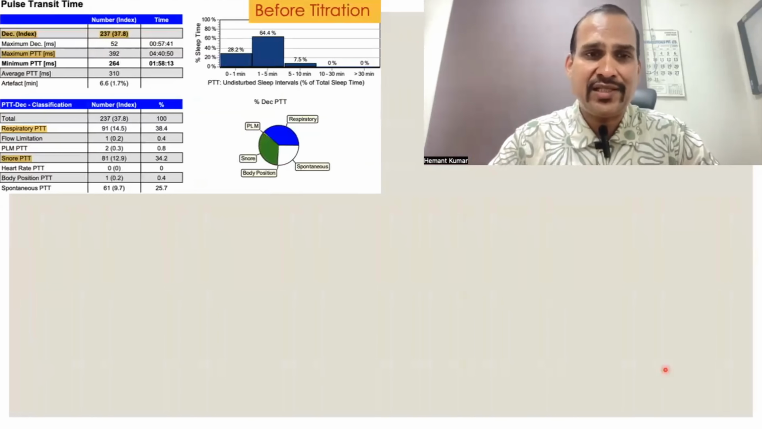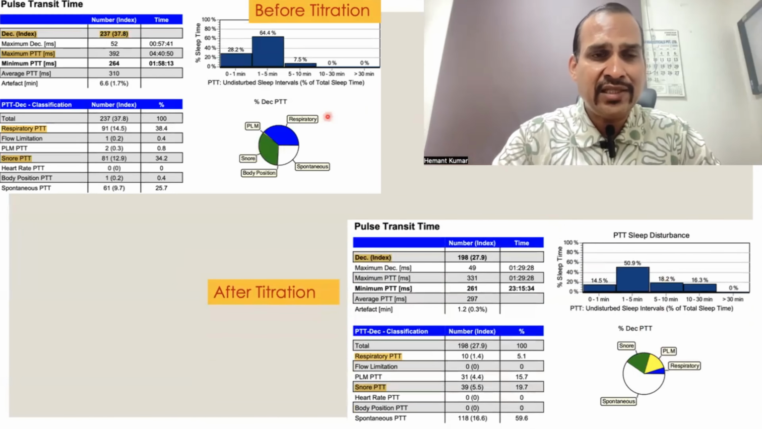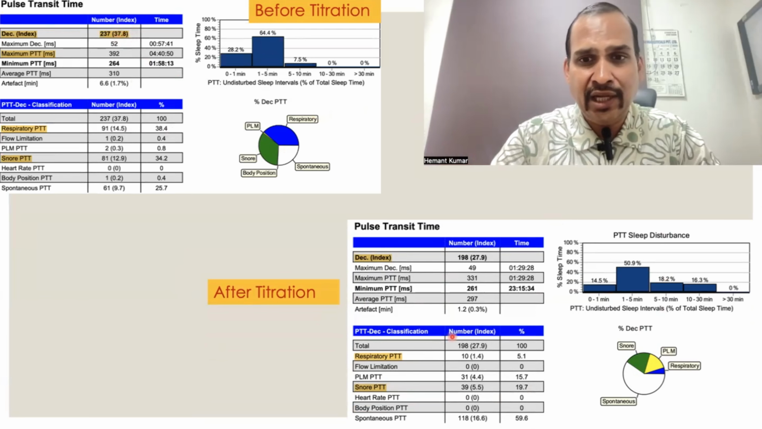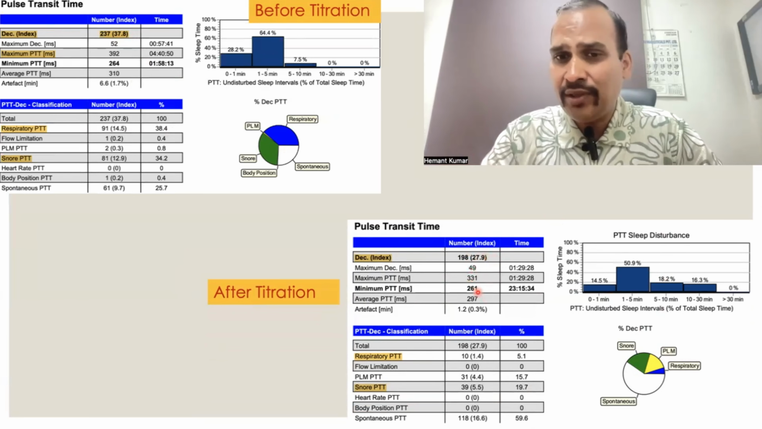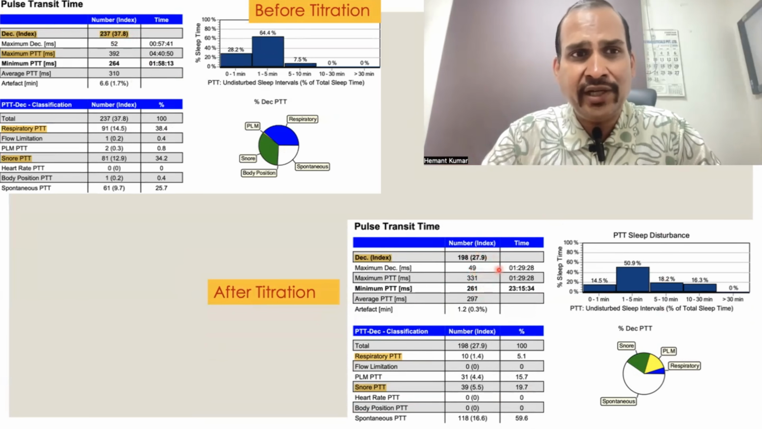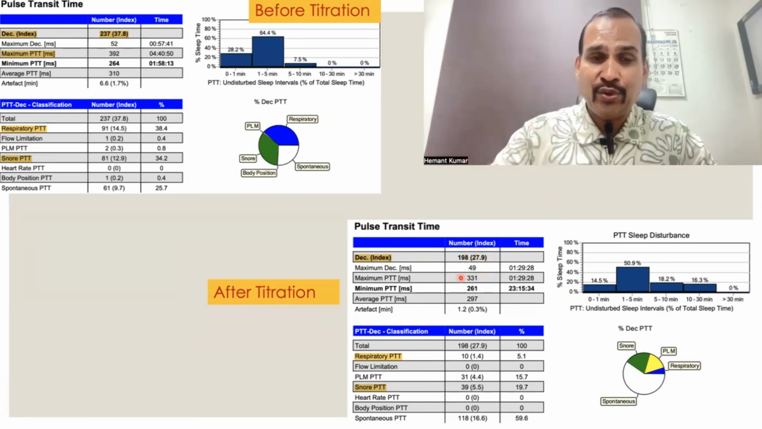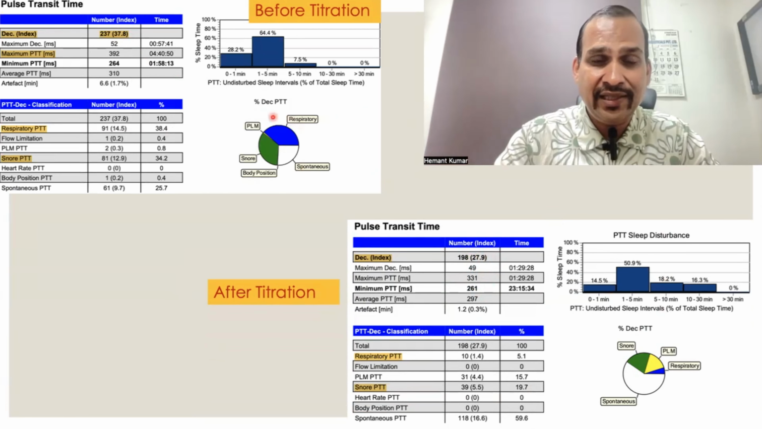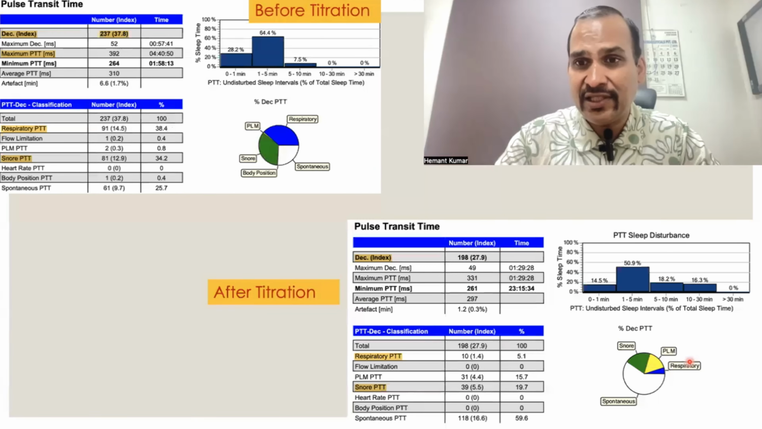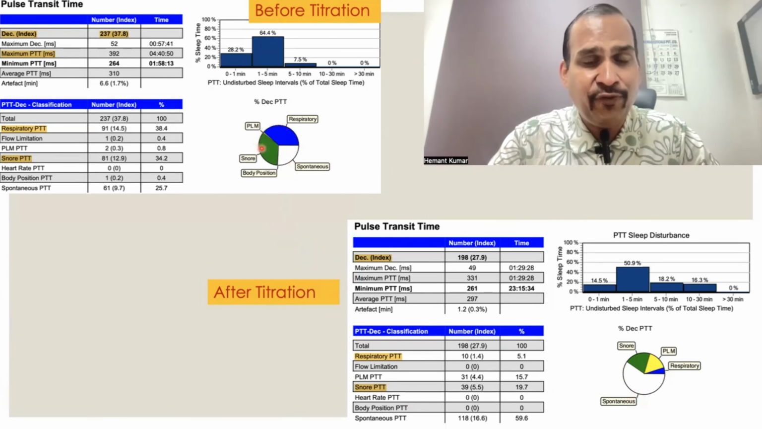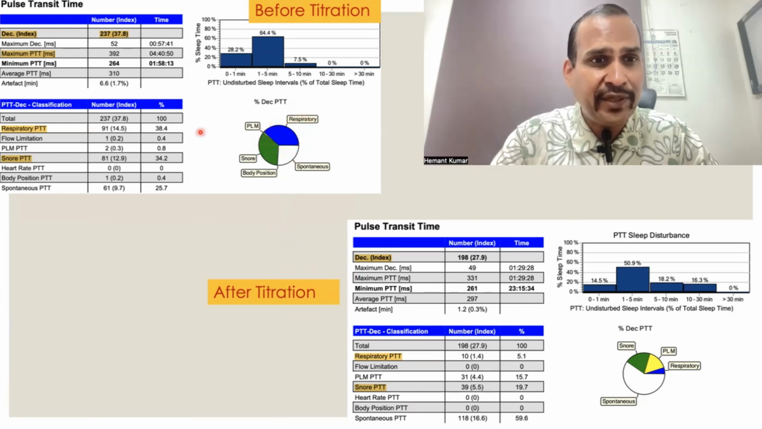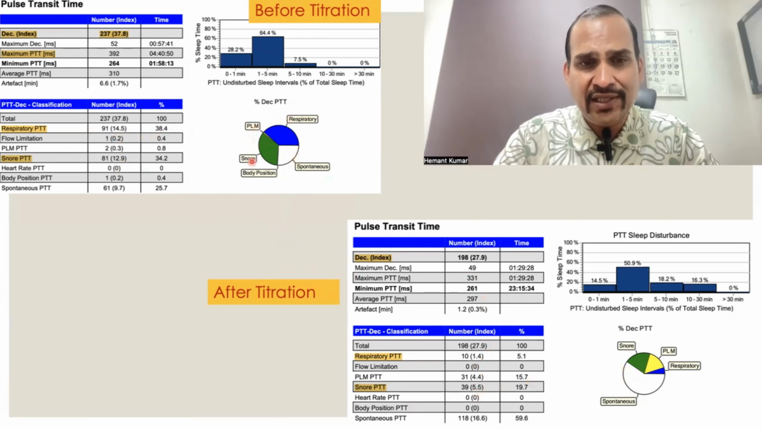Now coming to pulse transit time. Before titration, pulse transit time was 37.8, now 27.9. Now you must be wondering that there is no significant reduction in PTT. But mind you, compare this part with CPAP. Before titration, the patient was having PTT because of respiratory 14.5, because of snore 12.9. Now you can see 1.4 and snore 5.5.